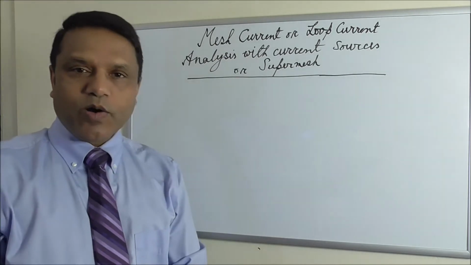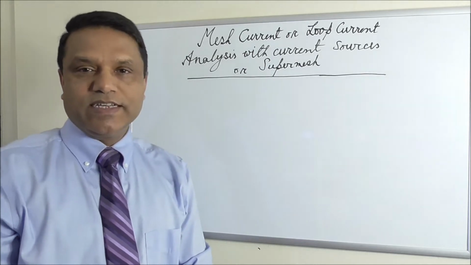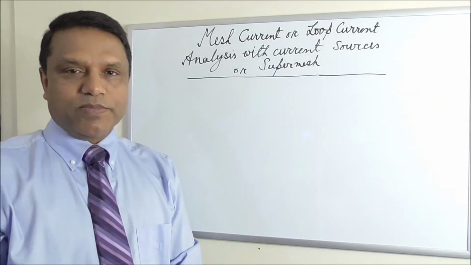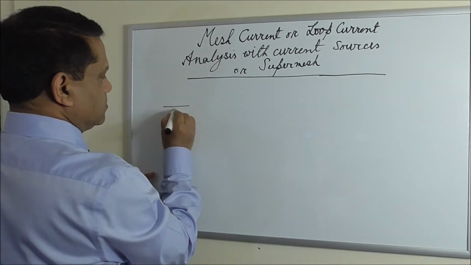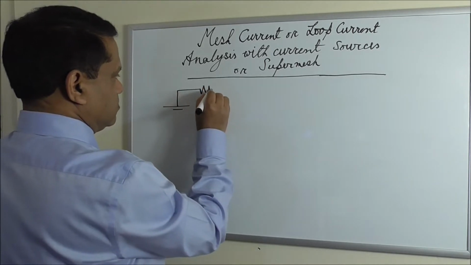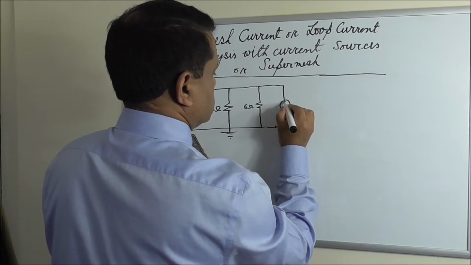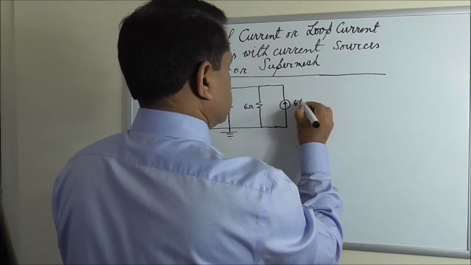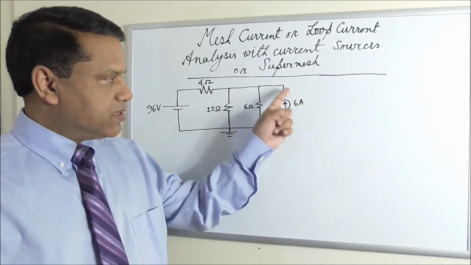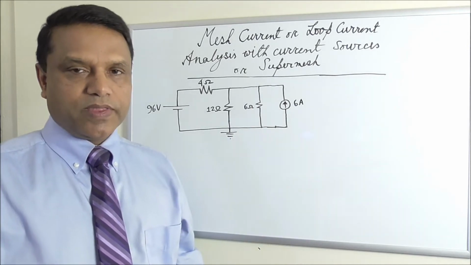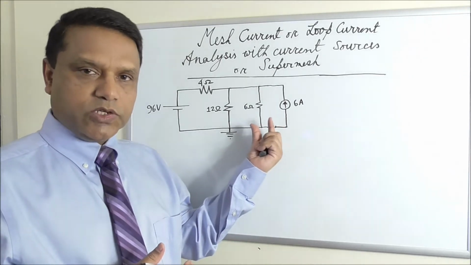The mesh current or loop current analysis with current sources, or super mesh. Some people also call this technique the super mesh technique. Regardless of what we call it, the technique is the same. If you look closely, you can see that it is possible in this circuit to convert this current source into a voltage source. In the previous videos, we have learned how to do that. I am going to redraw the circuit by converting this current source into a voltage source.